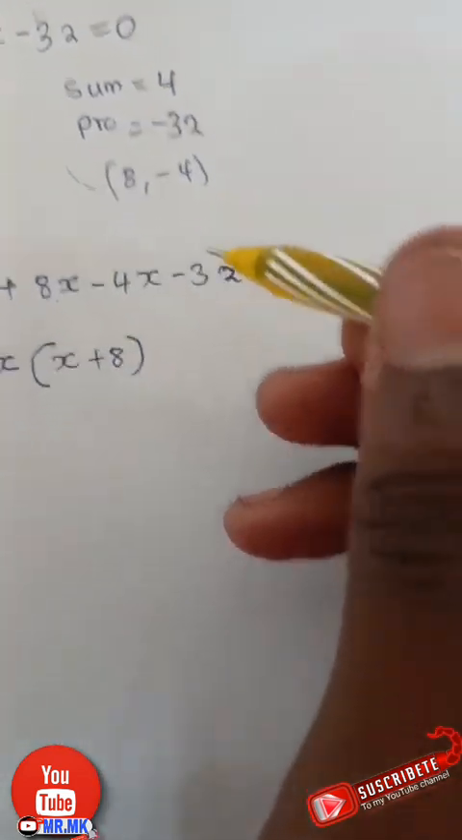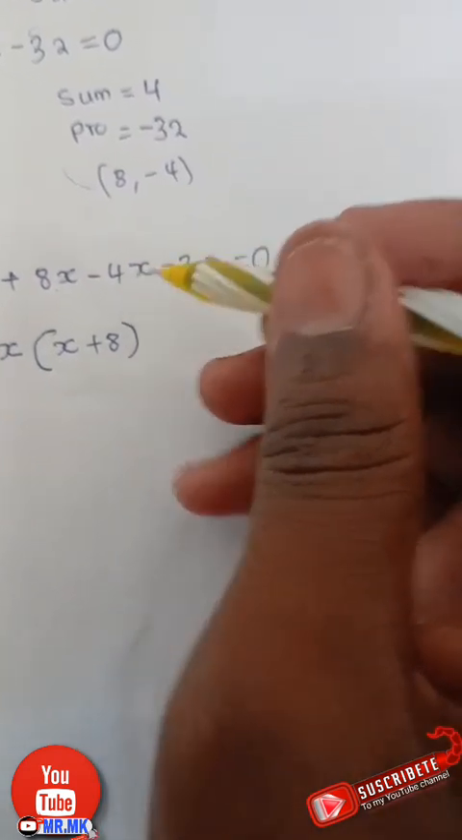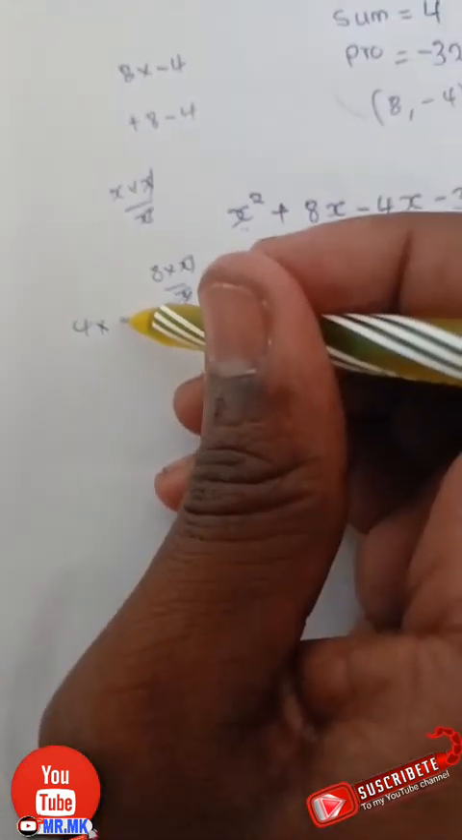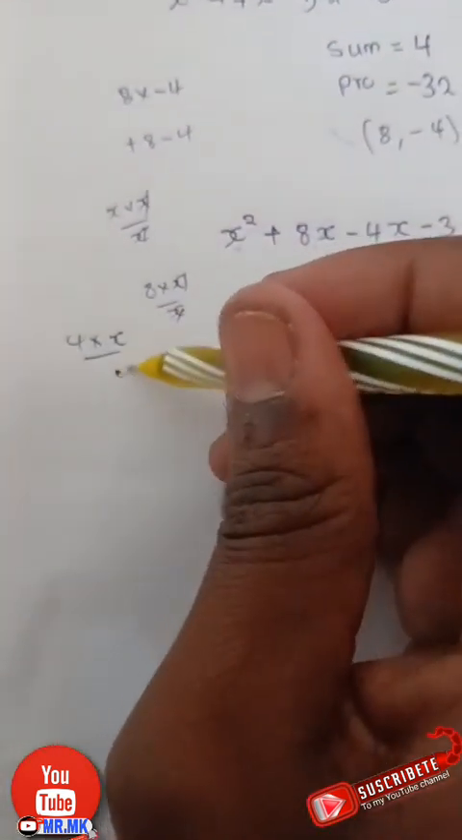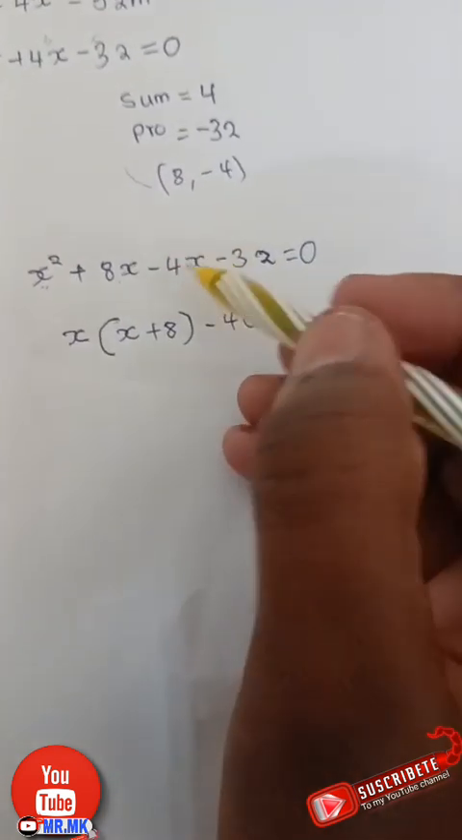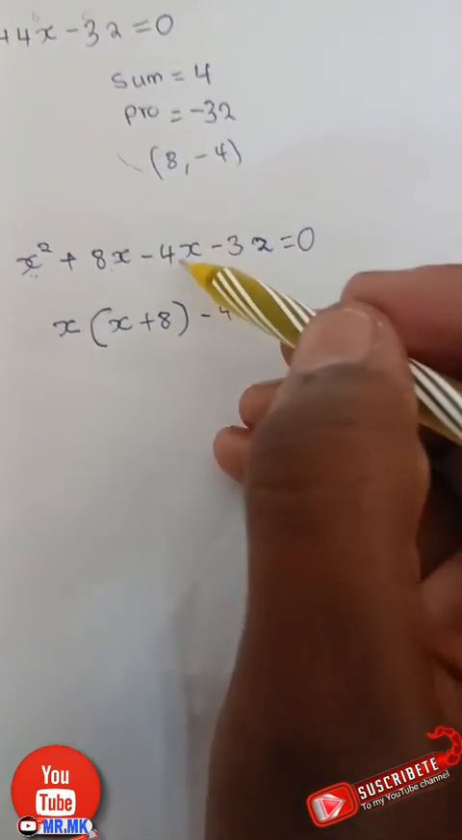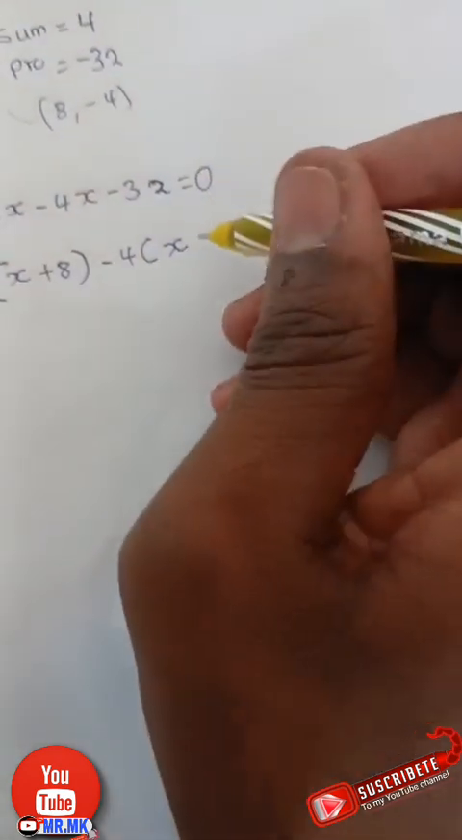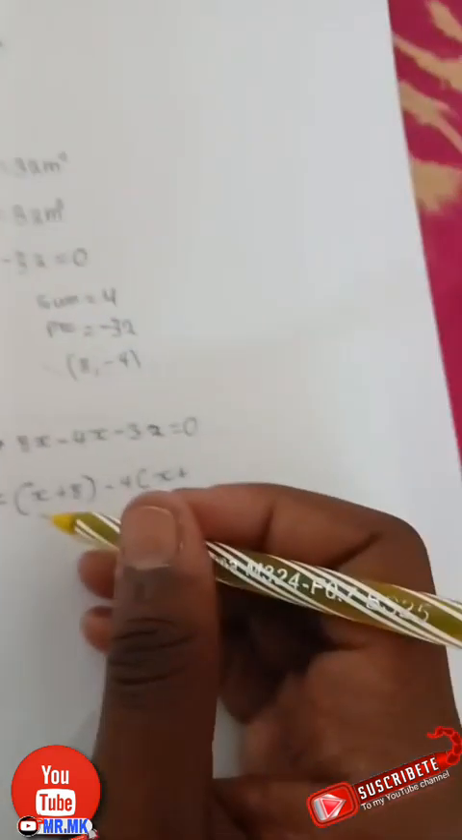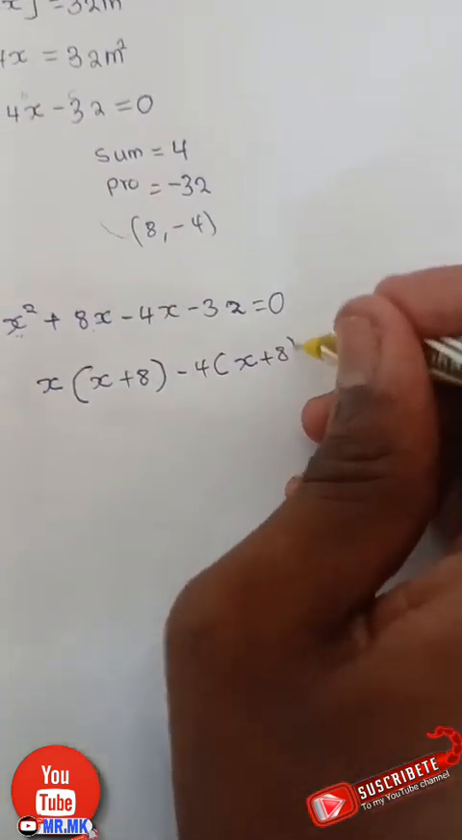Now this one is negative 4. 4 is common here. Negative 4 into a bracket. 4x divided by 4, which is common: 4 will cancel with 4, I will remain with x. Now negative 4 multiplied by negative, you have to be very keen here. Negative multiplied by negative will give you a positive. Now 32 divided by the common factor 4: 8 by 4, 1 by 4, 8. I will remain with 8.